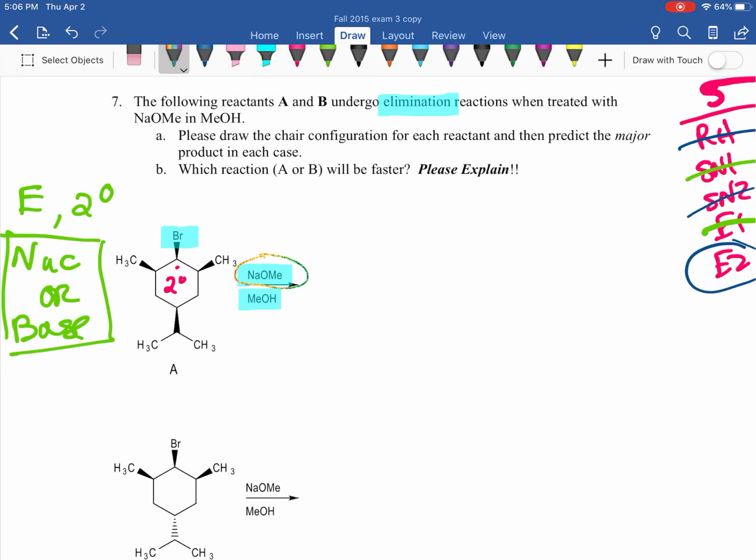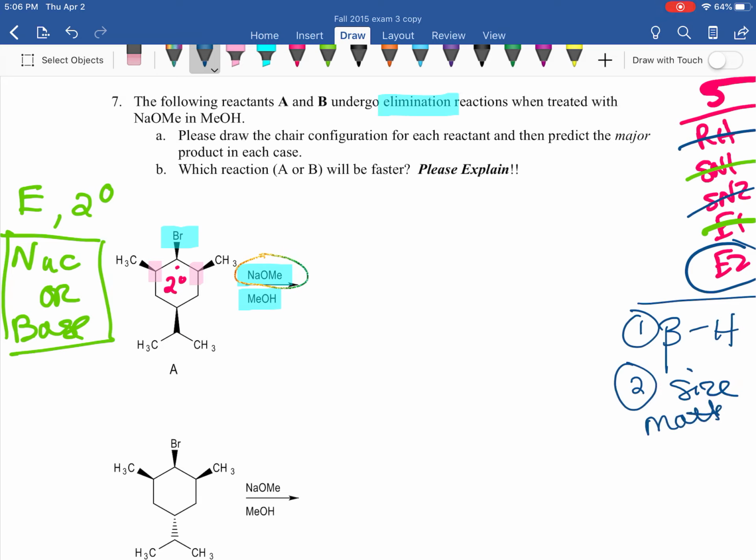All right, so let's go back. Now that we know that we have an E2 and we know our conditions, we have a whole set of rules that are my favorite for an E2. The first one, you have to find your beta hydrogens. That's what we're looking for. So for our beta hydrogens, let's do a little color coding and highlighting. Those are next door, so that's there and there. We definitely have beta hydrogens. Okay, and then the next thing we look for is that size matters. Our base, that size matters.